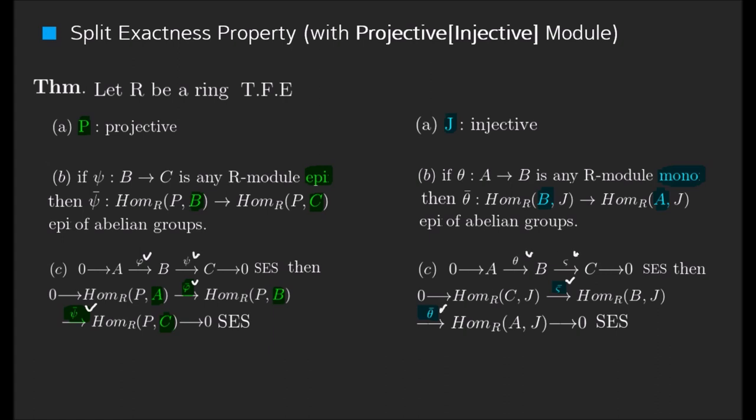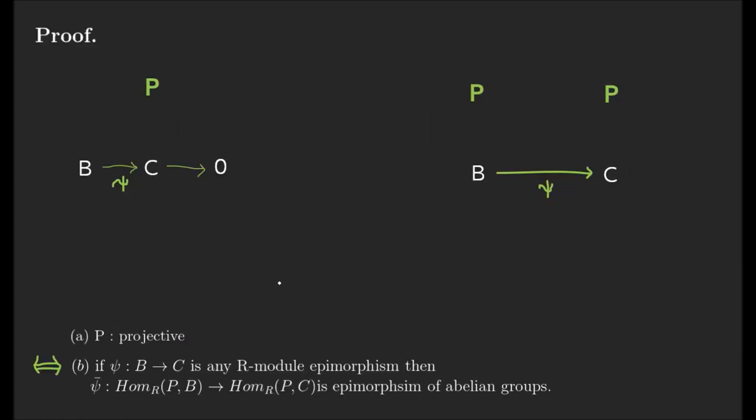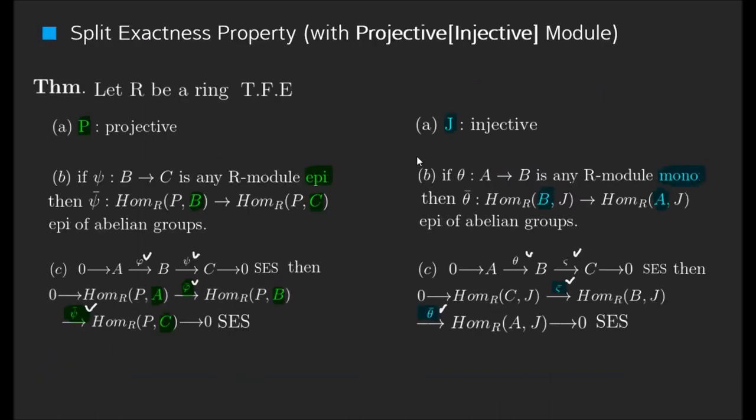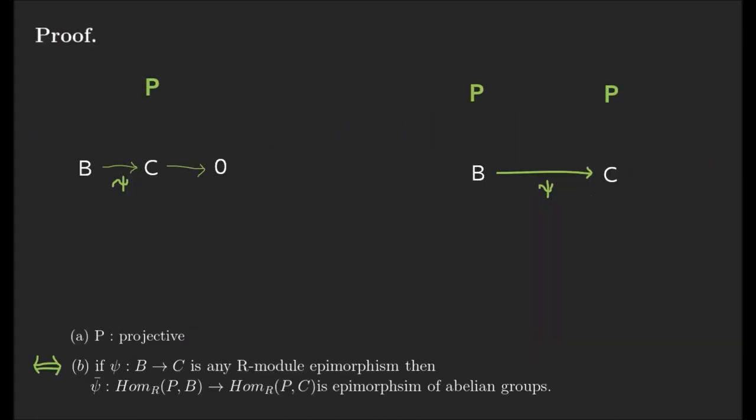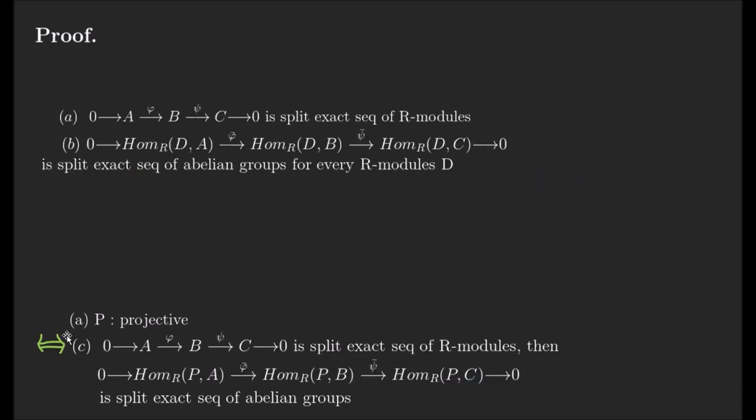Okay? So, for the projective and injective cases, the equivalence relation, we can compare this property based on the underlying structure. Now, let's see the proof. I will prove the projective case; for the injective case, as an exercise, the proof is analogous to the projective case. Our plan is A equivalent to B and A equivalent to C, okay?